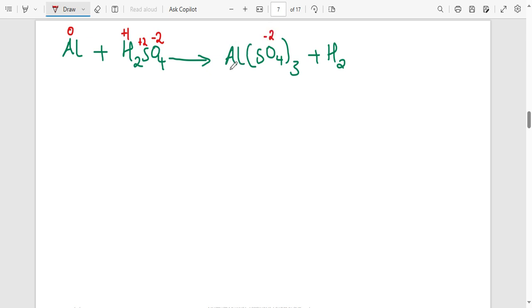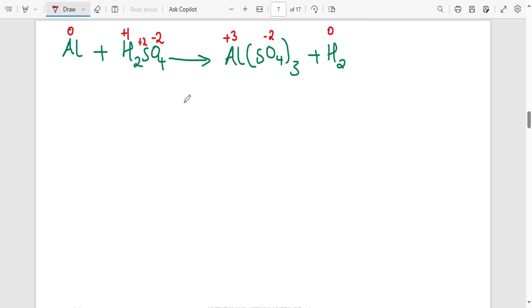Now, aluminium here, the oxidation number is not going to be 0. Instead, it will be a positive 3 because it has reacted. You go in the group where aluminium is found. Aluminium is found in group 3 of the periodic table. So when it has reacted, that will be its oxidation number. Now the aim is to find the oxidation number of sulfur. The oxidation number of hydrogen here is 0.